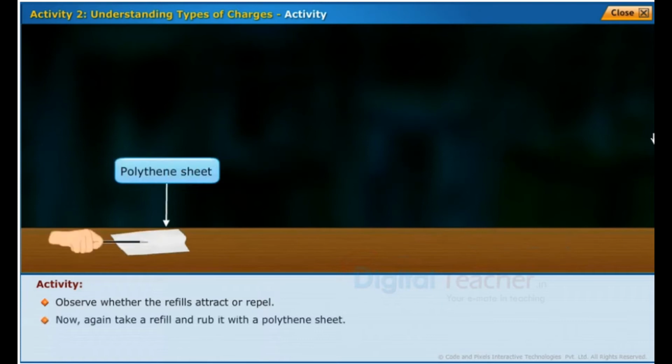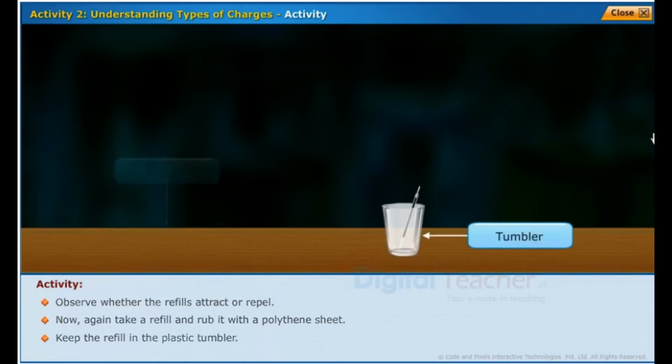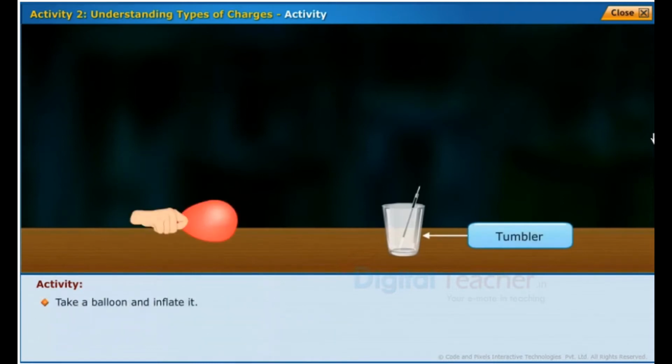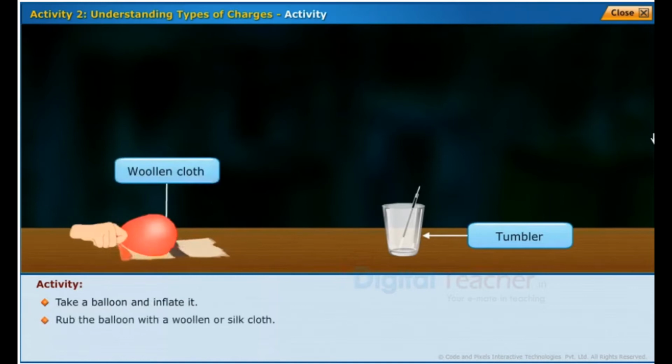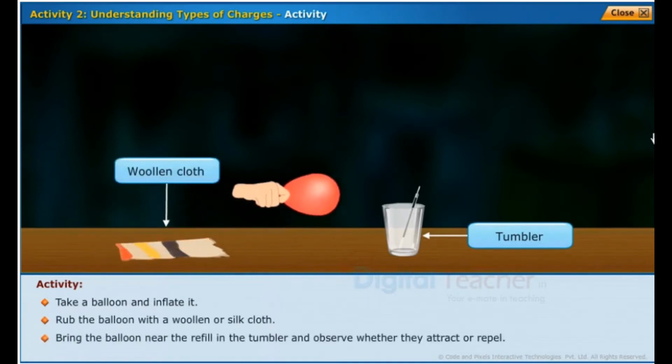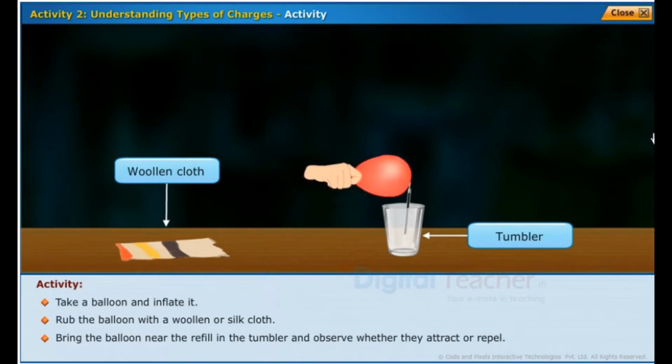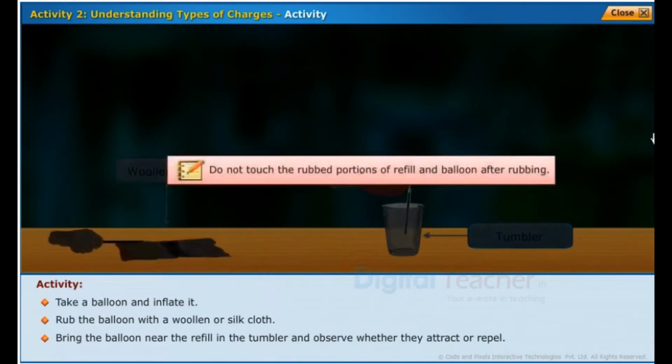Now, again take a refill and rub it with a polythene sheet. Keep the refill in the plastic tumbler. Take a balloon and inflate it. Rub the balloon with a woolen or silk cloth. Bring the balloon near the refill in the tumbler and observe whether they attract or repel. Do not touch the rubbed portions of refill and balloon after rubbing.